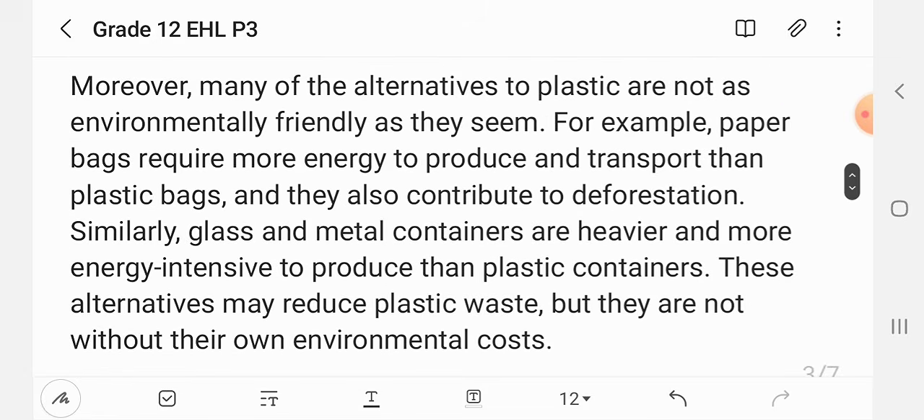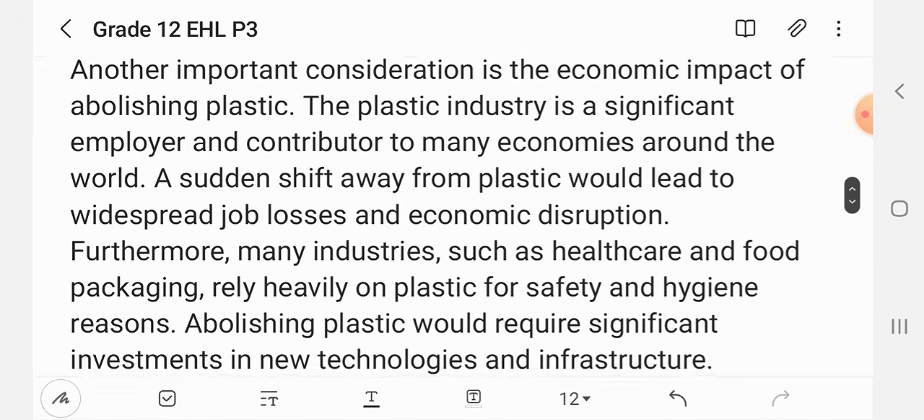Moreover, many of the alternatives to plastic are not as environmentally friendly as they seem. For example, paper bags require more energy to produce and transport than plastic bags. They also contribute to deforestation. Similarly, glass and metal containers are heavier and more energy intensive to produce than plastic containers. These alternatives may reduce plastic waste, but they are not without their own environmental costs. So, this is the stand.